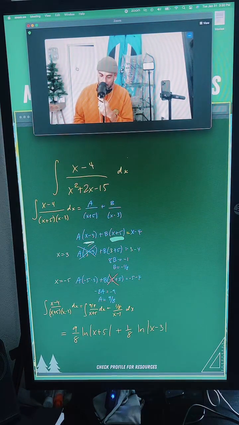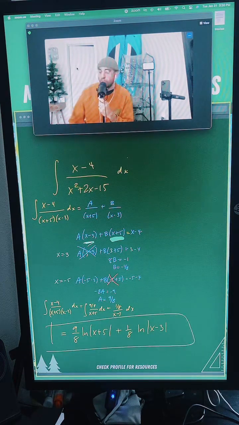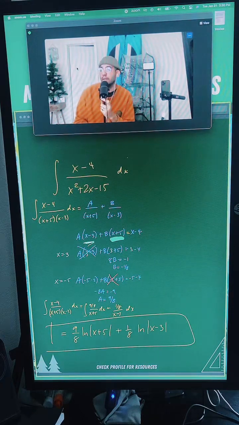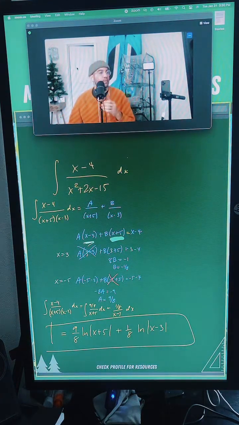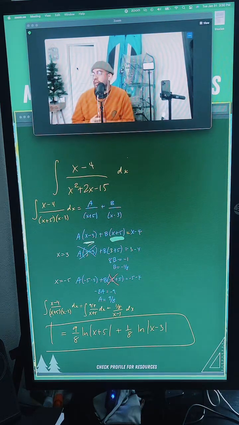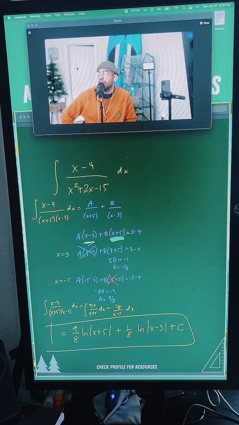All right. Now, am I done or am I missing something? I think I'm done, unless the chat wants to tell me otherwise. Did I forget anything? Or is this it? Ah, Swanson said plus C. That's right. That is right.